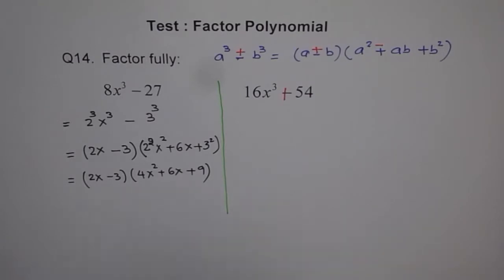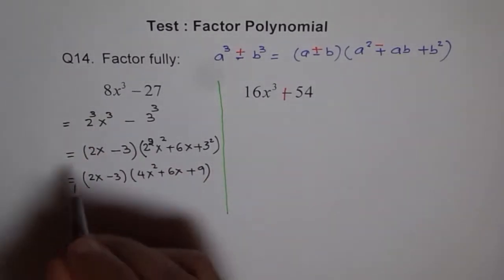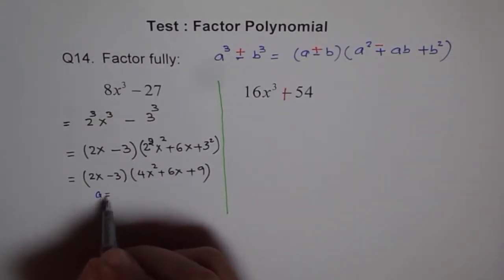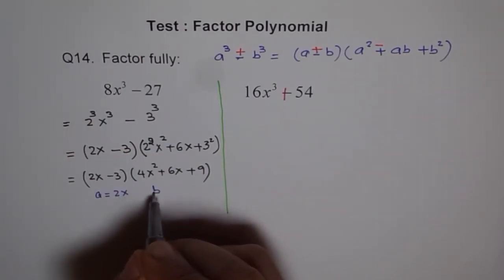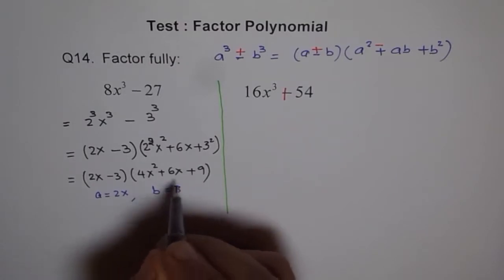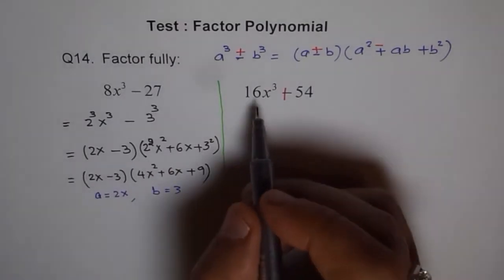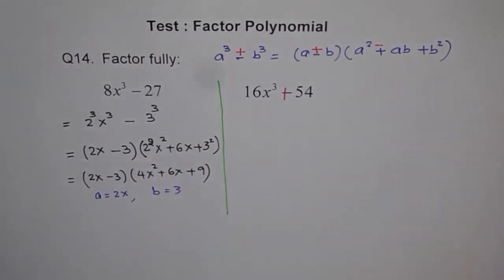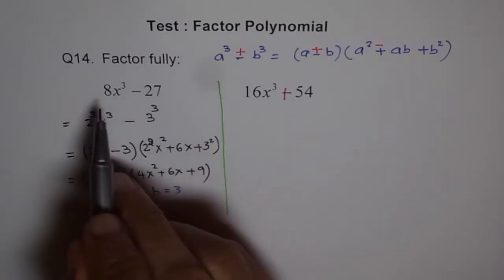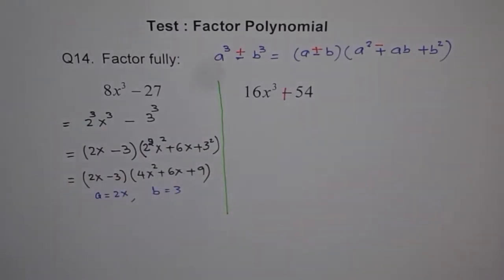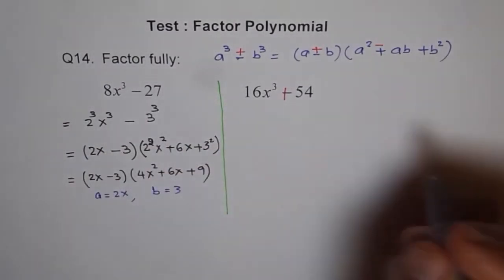So here you saw, to start with, what was a? A is equal to 2x, right? And b was 3 for us, correct? 3 squared. Do you see that? And then we use our formula. Now here 16 is not a perfect cube, nor is 54. I have purposely given you this question and this question on the same page. So what I will do here is I will show you how they're exactly the same.